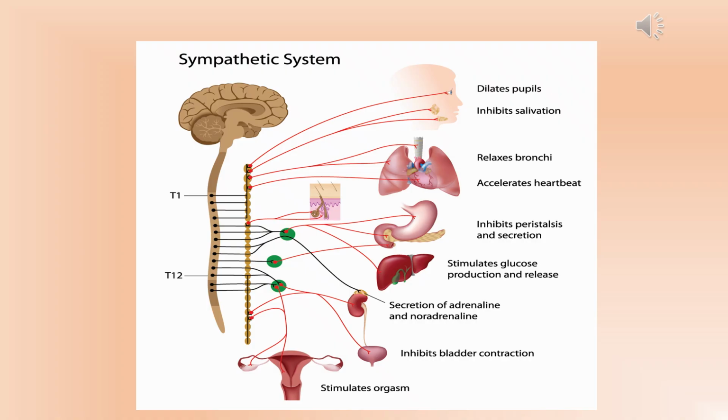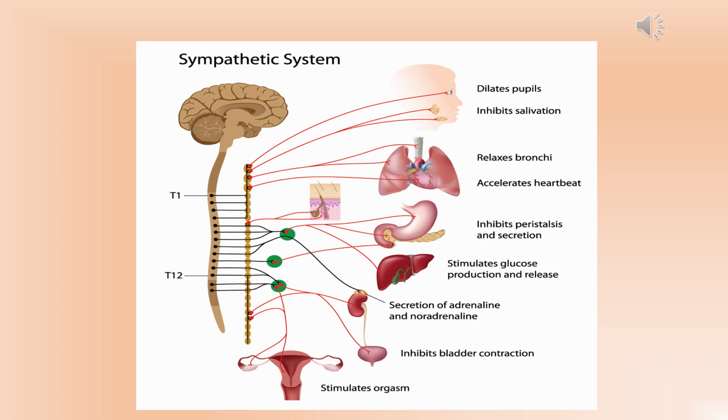Well, here we are with the sympathetic division of the autonomic nervous system. Notice that our nuclei are located in the spinal cord between T1 and T12. So this is called the thoracolumbar division. Parasympathetic was called craniosacral. Well, this is thoracolumbar. So the nuclei are located in the spinal cord.